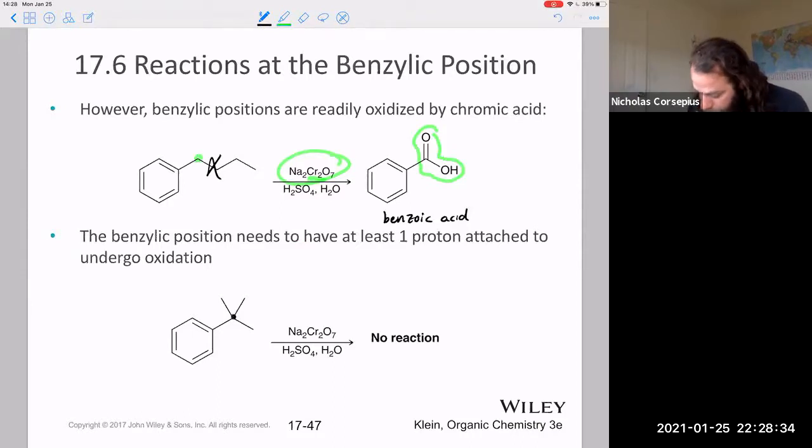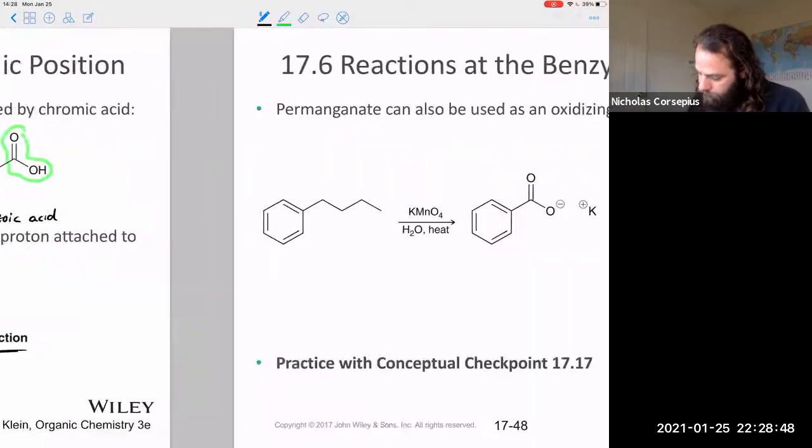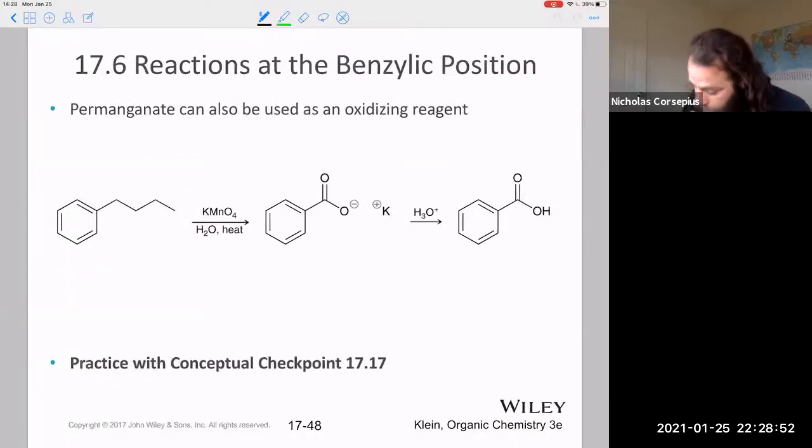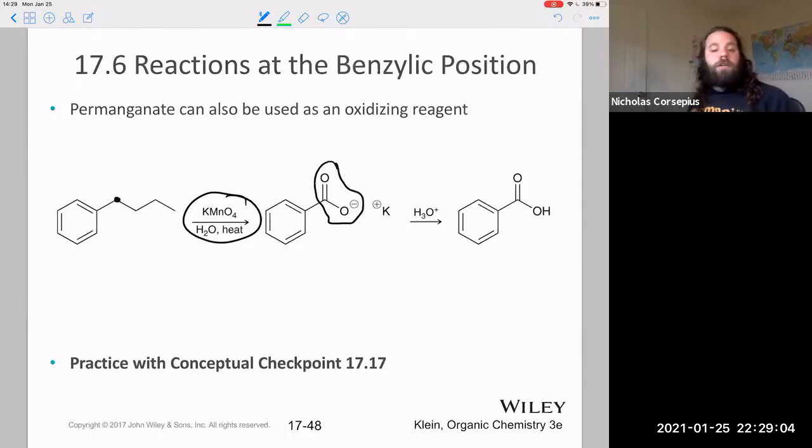If you have a quaternary carbon, meaning that it's bound to 4 other carbons, there is no oxidation reaction. We don't have to know the mechanism for this one, but just note that that proton is playing a key role. Okay. You can also accomplish the same thing with a different set of reagents. This one is potassium permanganate. Okay, but it accomplishes the same thing. You have oxidation at the benzylic position all the way to a carboxylic acid group.